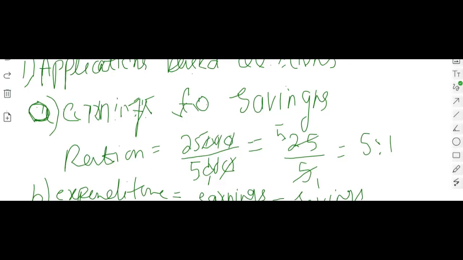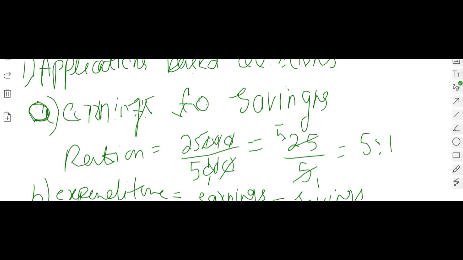We have to do the application based questions. These are total 8 till 16. So these are the solutions of these application based questions. In the first one, we have to do the ratio between earnings to savings, and the ratio will be 25,000 divided by 5,000. This will be the ratio.